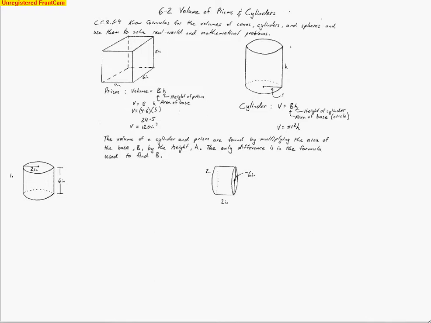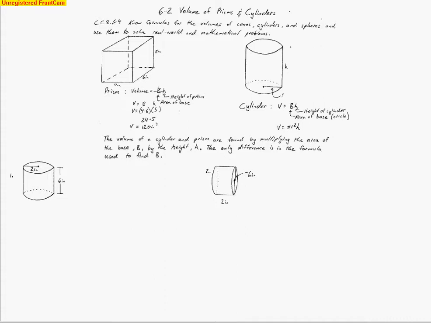This is a lesson for Chapter 6, Section 2, Volume of Prisms and Cylinders. The homework is really going to be taking a look at just cylinders, but we're looking at seeing how the cylinder formula is similar to the prism formula. And here's the volume of a prism formula.